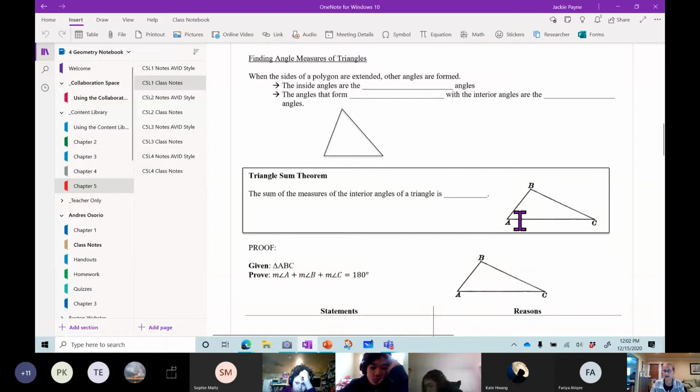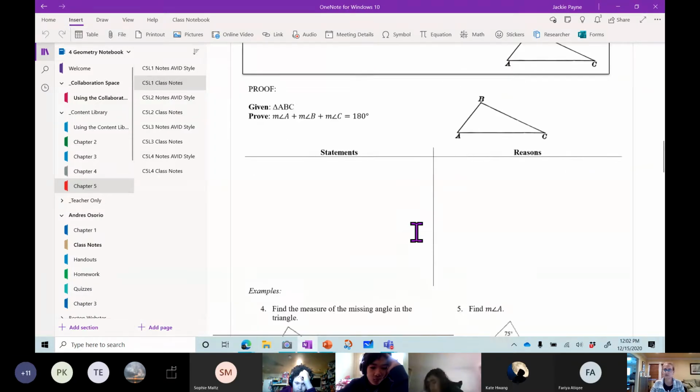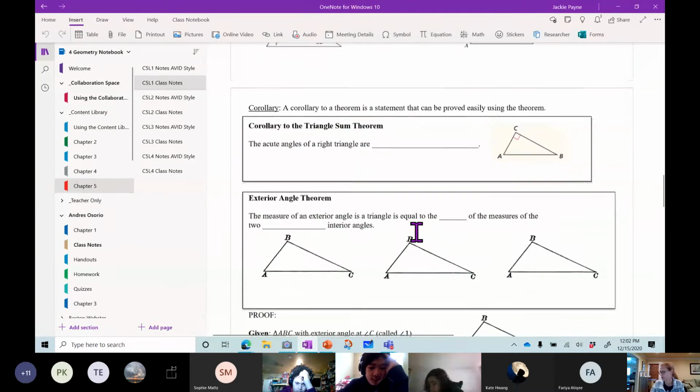Second section, we also had the triangle sum theorem. And what that means is that angle A plus angle B plus angle C equals 180. I'm pretty sure most of you know that, so I'm going quickly. We have a corollary to the triangle sum theorem, which means that if you have a right angle like C, then A plus B have to add up to 90 also.